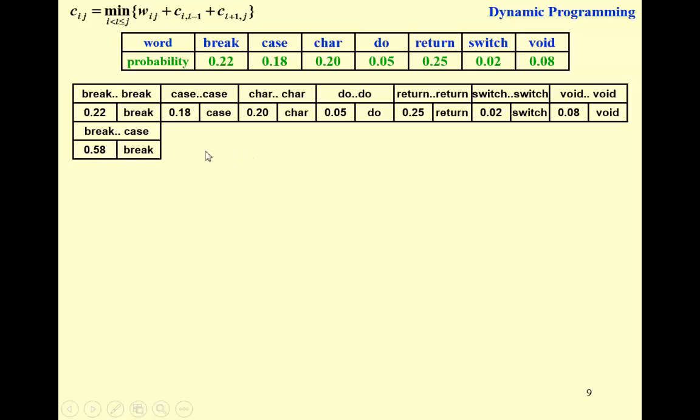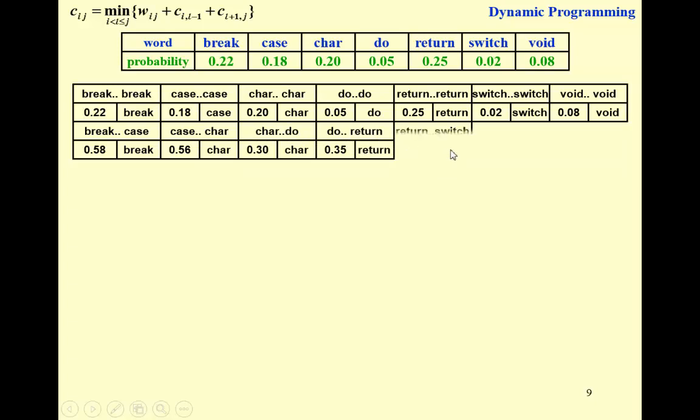And similarly, we can obtain the solutions from case to char, from char to do, from do to return, and so on and so forth. So each subproblem has a size 2, containing 2 words. Now let's increment the size by 1 again. And therefore, we're supposed to consider the subproblems of size 3, containing 3 words. So the first problem is what? It is from break to char.